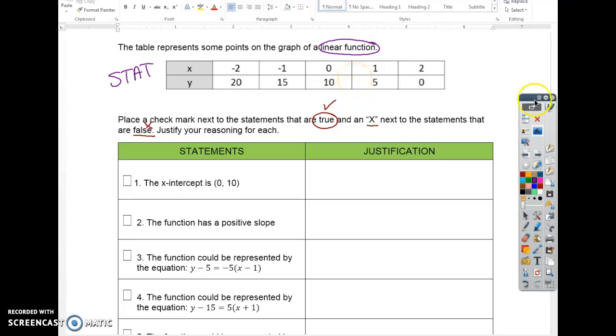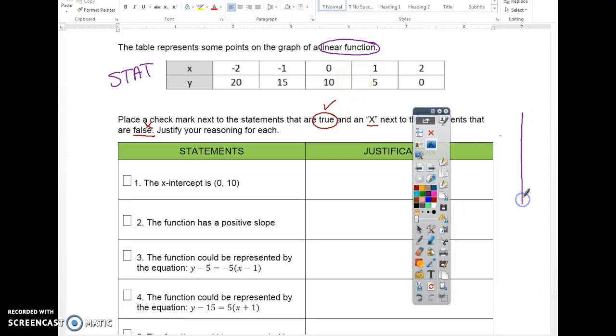Now, before we put it in stat, I need to change this to a vertical table because this is horizontal right now. So I'm just going to draw it right here on the side so it's easier. The x's go first, so it's going to be -2, -1, 0, 1, 2. And then on the y's, it's 20, 15, 10, 5, and 0. And we're going to put that in stat.